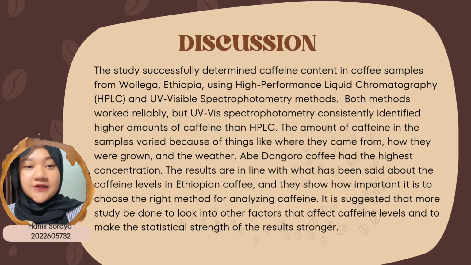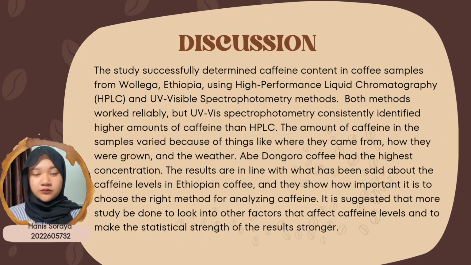And now, I will talk about the discussion of this topic. The study successfully determined caffeine content in coffee samples from Wollega, Ethiopia using high-performance liquid chromatography, HPLC, and UV-visible spectrophotometry methods. Both methods were reliable, but UV spectrophotometry consistently identified a higher amount of caffeine than HPLC. The amount of caffeine in the samples varied because of things like where they come from, how they were grown, and the weather. Abe Dongoro coffee had the highest concentration.